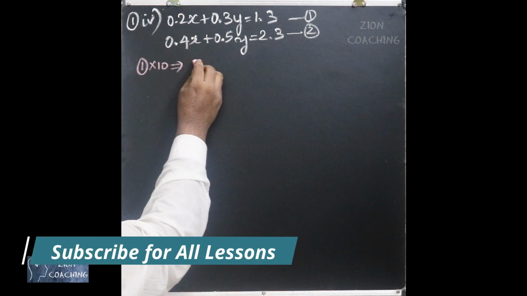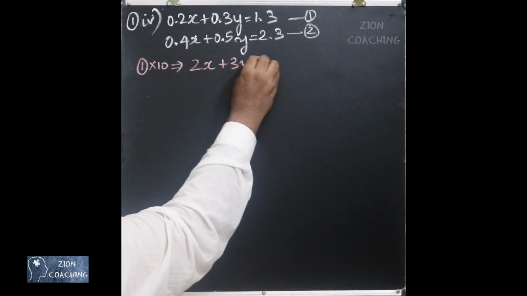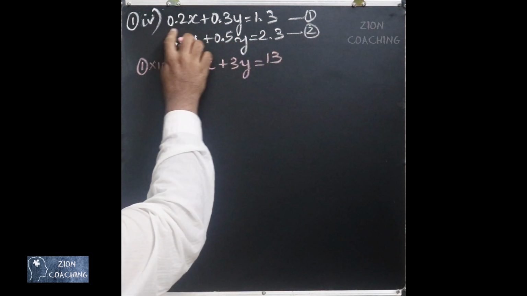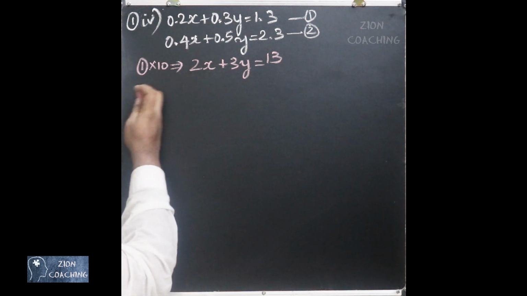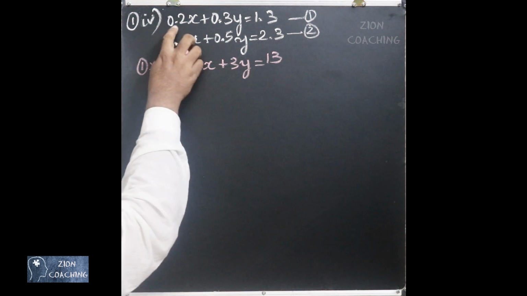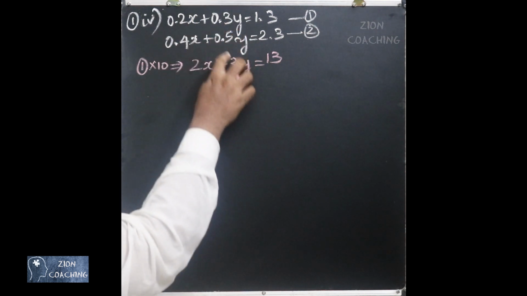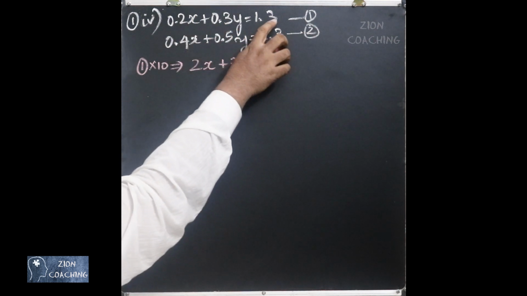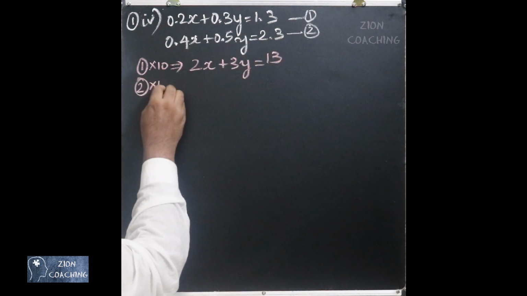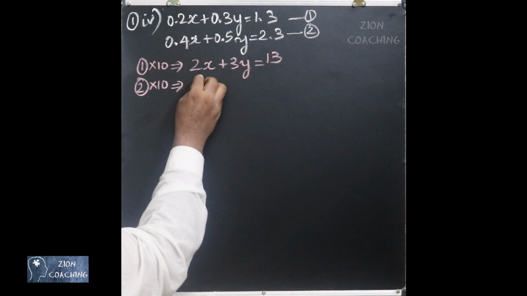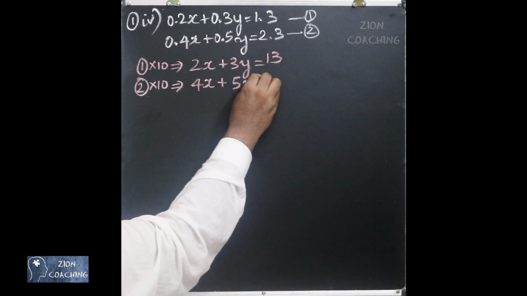So we are going to get 2x plus 3y equal to 13. By multiplying throughout by 10, the equation becomes 2x plus 3y equal to 13. You know that 0.2 into 10 is 2, 0.3 into 10 is 3, 1.3 into 10 is 13. Similarly, multiplying the second equation by 10, you will get 4x plus 5y equal to 23.